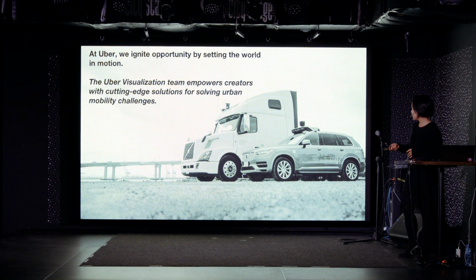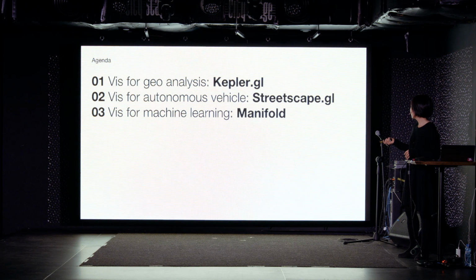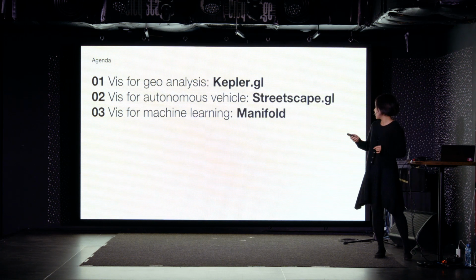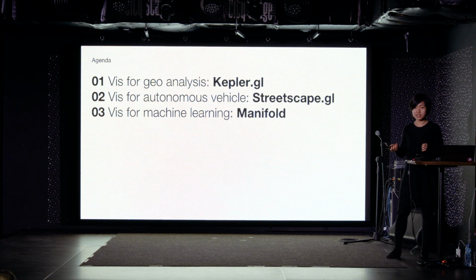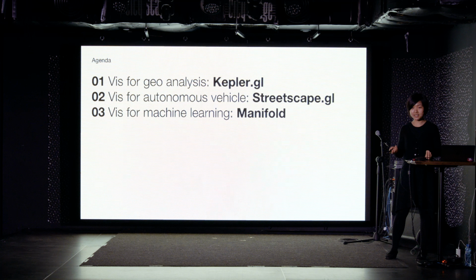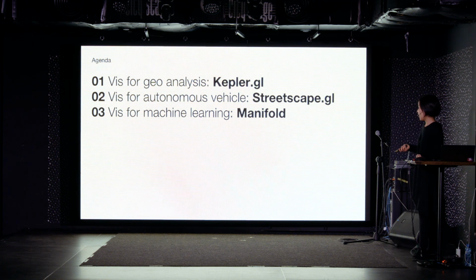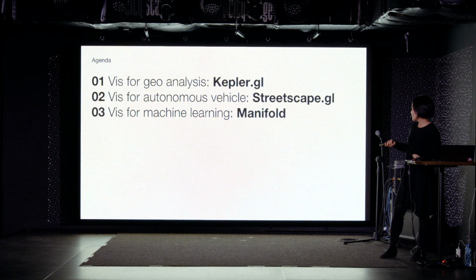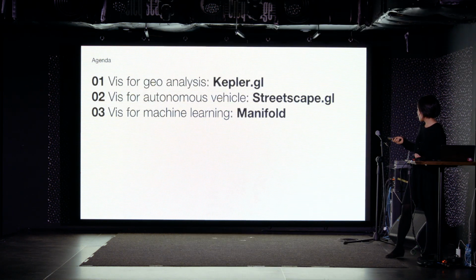And today I'm going to give 3 examples about how we achieve that. Basically, these are 3 different open source projects by the Uber visualization team. They are visualization for geoanalysis called Kepler.gl, visualization for autonomous vehicle called Streetscape.gl, and visualization for machine learning called Manifold.